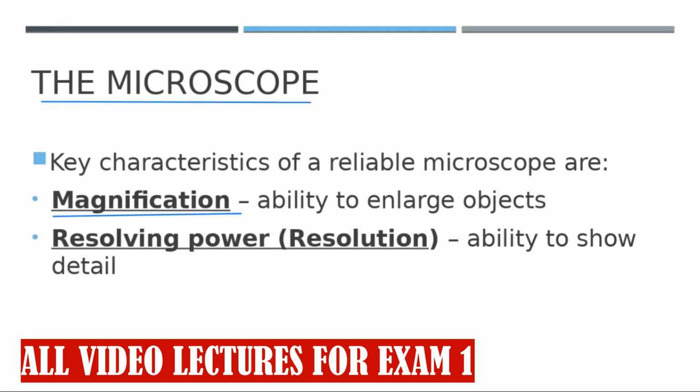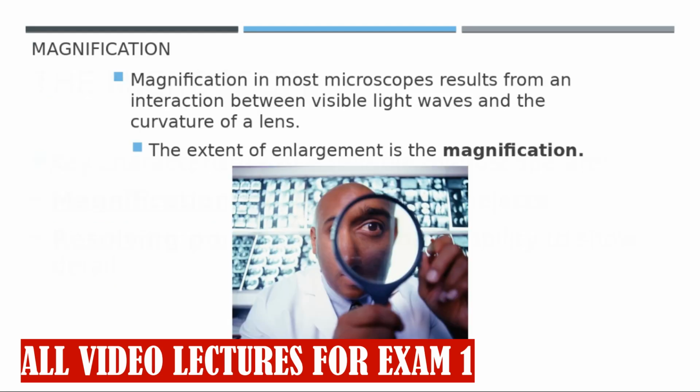The second characteristic is the resolution, or the resolving power, and this is the ability to show detail. A better microscope will give you better detail of the object, more focus of the object. But a cheaper microscope, for example, only gives you very low detail, like a mostly blurry object. So that's the resolution.